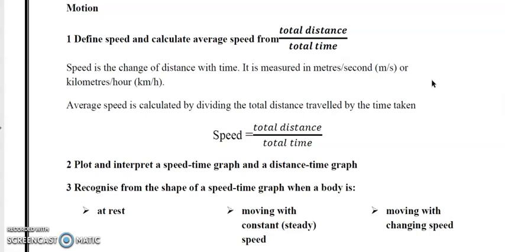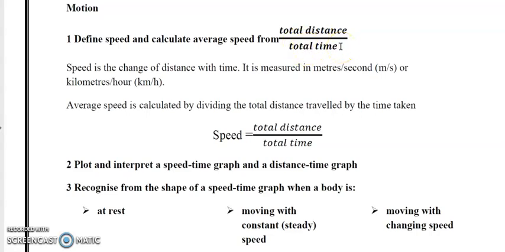Now, with regards to motion, you are expected to be able to calculate speed. And speed is not hard to calculate. You've done this in Form 1, Form 2, Form 3. Now, speed is equal to total distance over total time. Actually, average speed is equal to total distance over total time. Now it's important to highlight that this time includes the stoppage time.